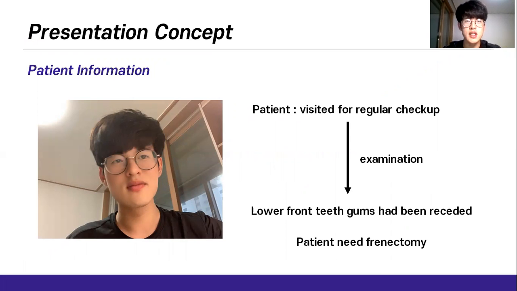I looked inside the mouth for examination, and then I saw that the patient's lower front teeth gum had been much receded. The reason was that the labial frenum was attached too close to the teeth. So this patient needs a frenectomy. Now, I will give the patient a detailed explanation about the treatment.